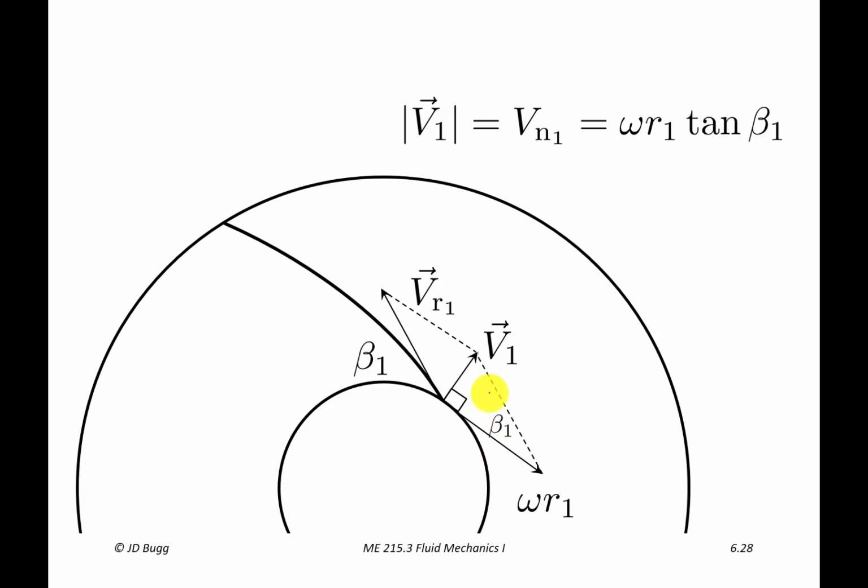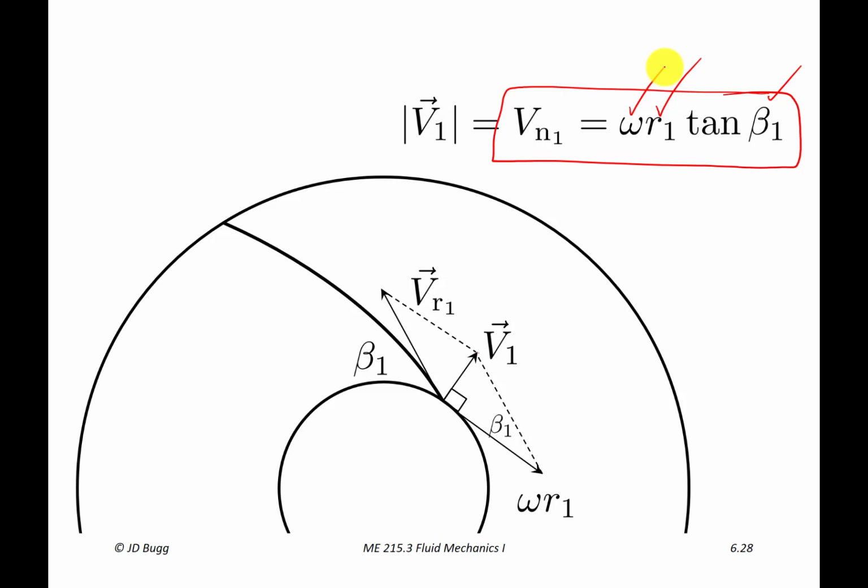So our normal component of velocity here has got to be omega r1 tangent beta. Beta is this angle. Tangent is the opposite over the adjacent. So the normal component of velocity is fixed by the geometry, r1 and beta 1, that's geometrical parameters, and how fast it's turning.